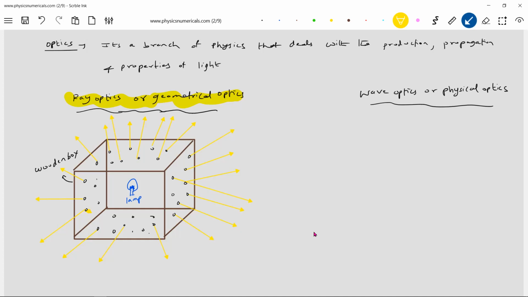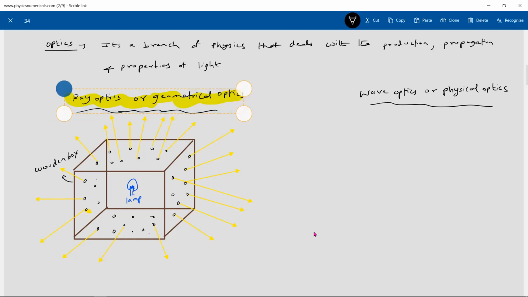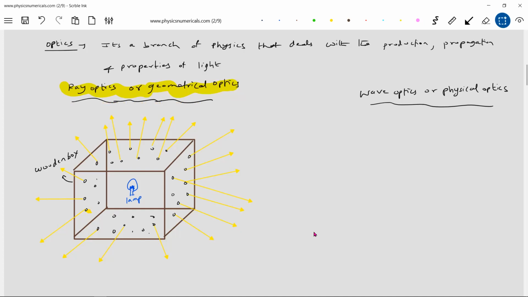Now what are these yellow color arrows? They represent the light energy which is diverging through those holes. So what is the point of divergence? The lamp, the source. Lamp is a source of light. Where is this wooden box kept? The wooden box is lying in a pitch dark room, a complete dark room.